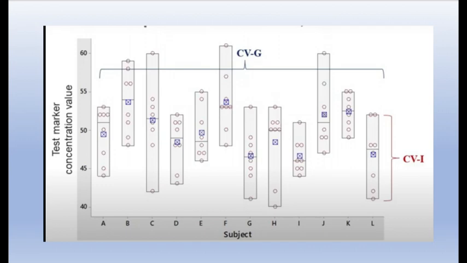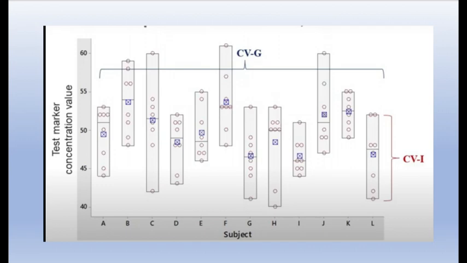They had blood tests performed on different days. We can see that each subject has different results on different days. The mean result is shown in blue. CVI represents the coefficient of variation within subject.